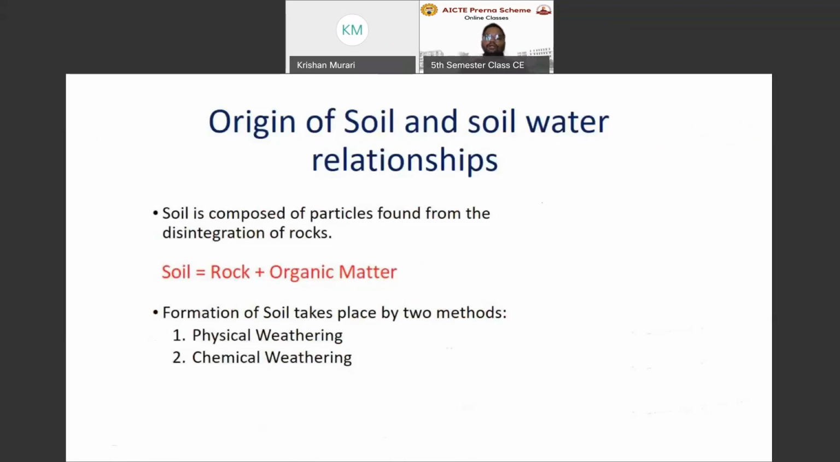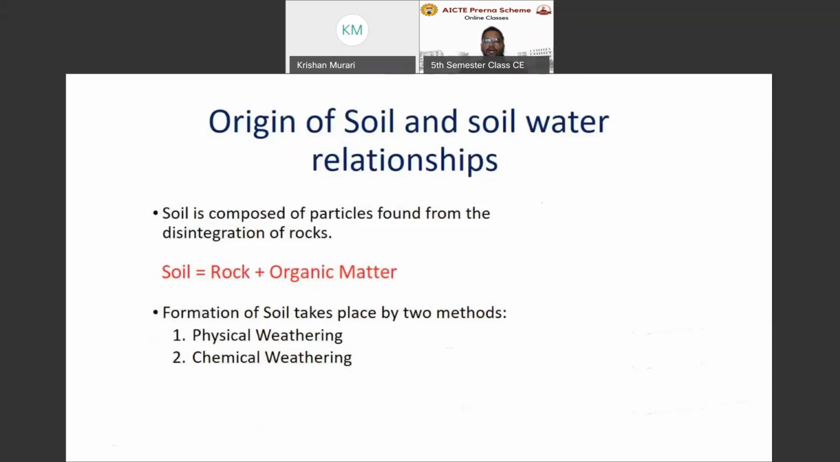Basically, soil contains two parts. First is rock, and second is organic matter or inorganic matter. Inorganic matter does not include any organic compounds, like the decay of animals, vegetation, or trees. Soil formation is basically done by weathering. And what is weathering? Weathering is a phenomenon of disintegration of particles or rocks.